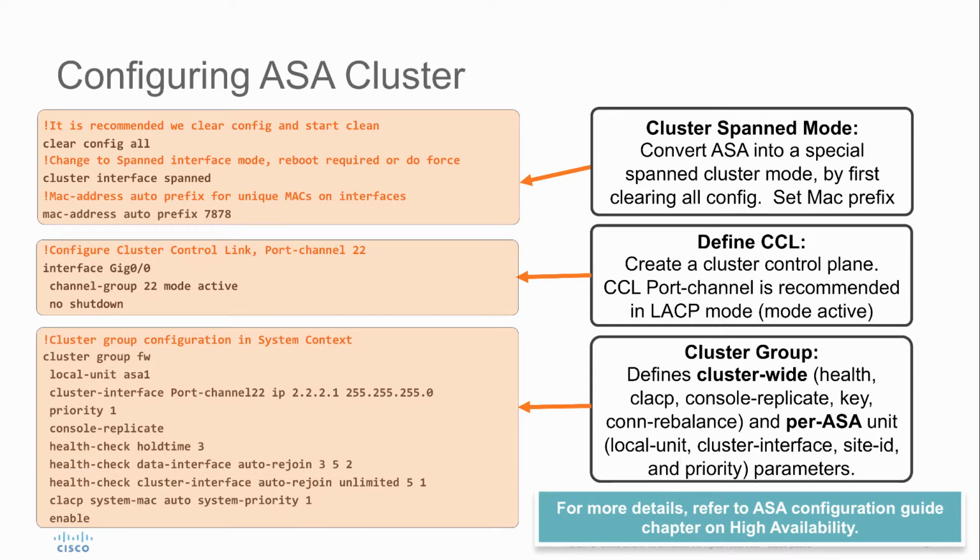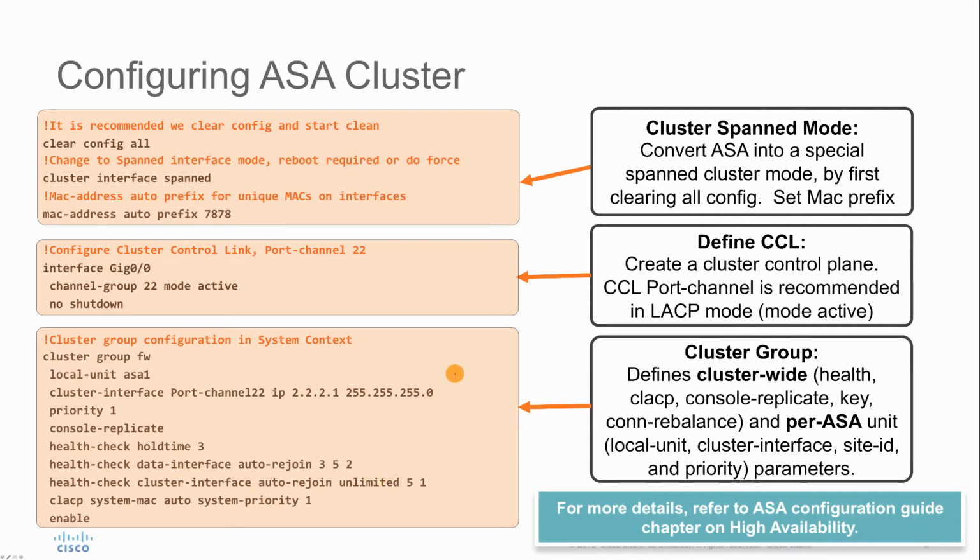sites. So back to our cluster here, we enable the span cluster, and this CLI would require a reboot. However, you can force that without the reboot because we had cleared the configuration prior. Again, MAC address auto prefix is important for multi-context mode, which I'm assuming this ASA is already in that mode. And then we proceed to configure the cluster control link. Here I'm adding this interface into the port channel 22 as LACP. That's the mode active designation. We do no shut for that interface.